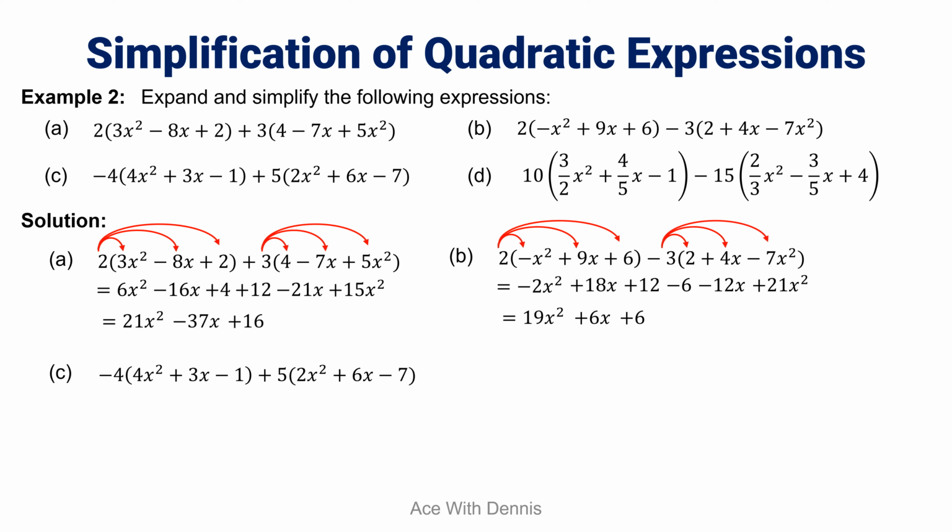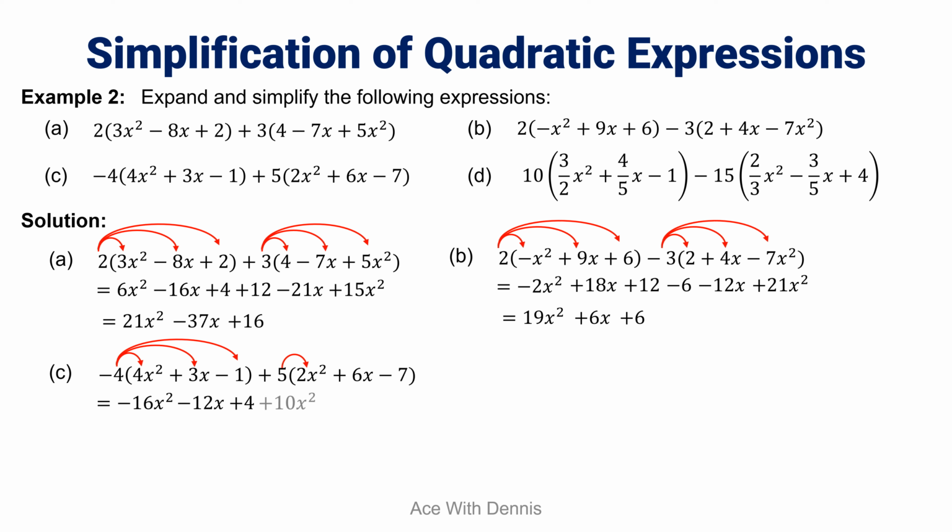C, negative 4 times (4x squared plus 3x minus 1) plus 5 times (2x squared plus 6x minus 7). So do the same thing again. Negative 4 times 4x squared, we have negative 16x squared. Negative 4 times 3x, we have minus 12x. Negative 4 times negative 1, we have positive 4.